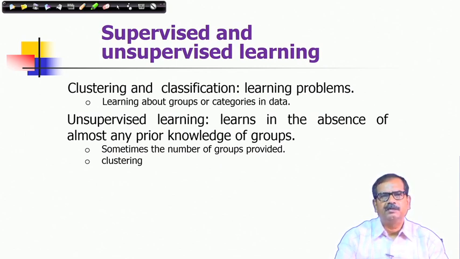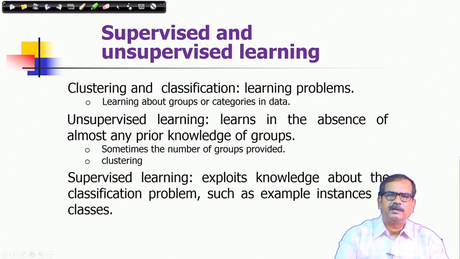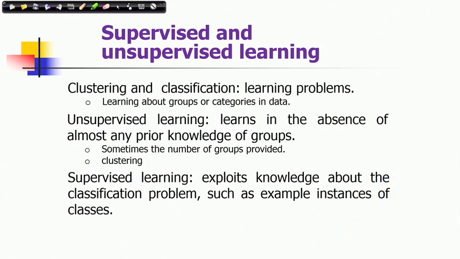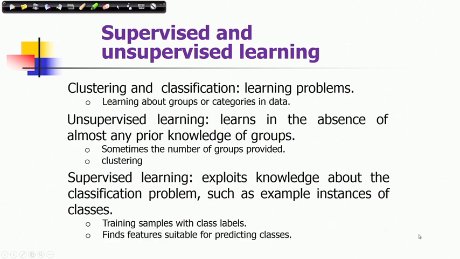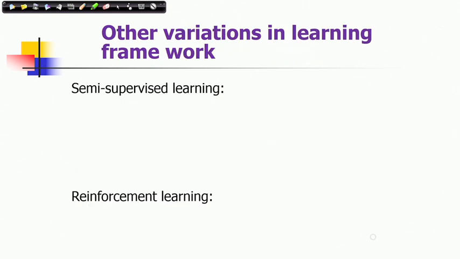So, in clustering we used unsupervised learning, and in supervised learning it exploits knowledge about the classification problem, such as example instances of classes. Say in this case, training samples with class labels are provided for solving this problem, and it finds features suitable for predicting classes. So, supervised learning is also used in solving classification problems.